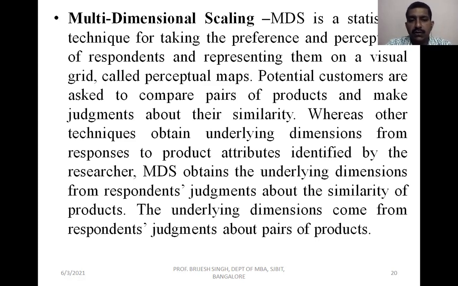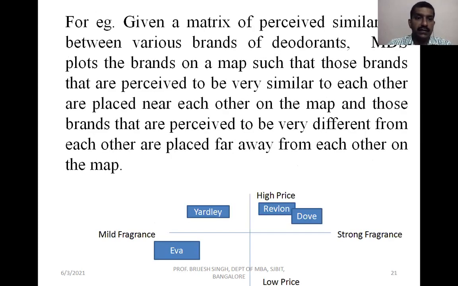Potential customers will always want to compare pairs of products, and based upon that they make judgments based on their similarity. Whereas other techniques obtain underlying dimensions from responses to product attributes, generally identified by the researcher, MDS obtains the underlying dimensions from respondent judgments about the similarity of the products. So the underlying dimensions come from the respondents' judgments about pairs of products. That is the beauty of it.